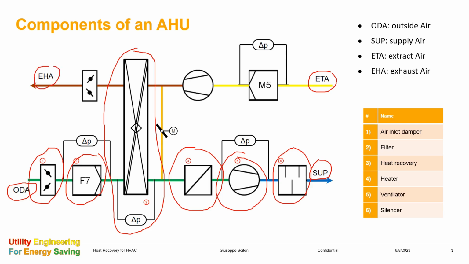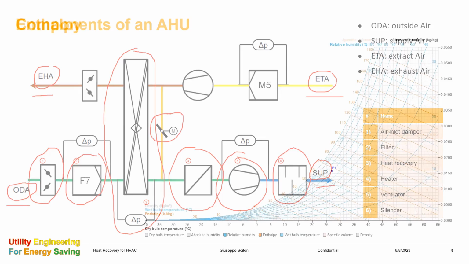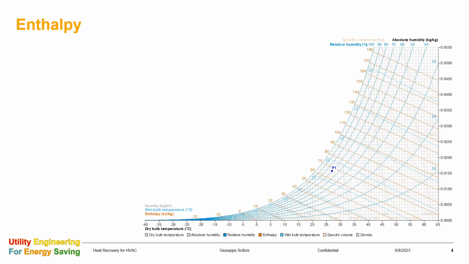This is the most general type of air handling unit, with 4 gates and bypass inside. If the bypass is closed, the extract air and exhaust air are the same, as well as outside air and supply air. Let's speak now about enthalpy.